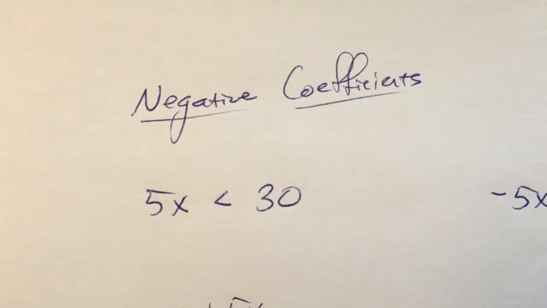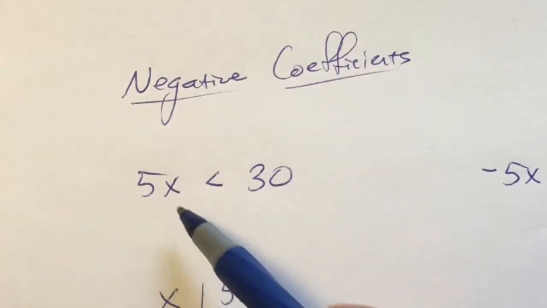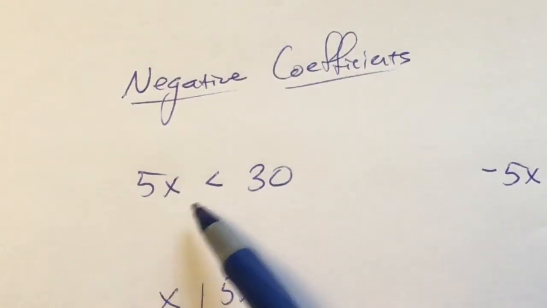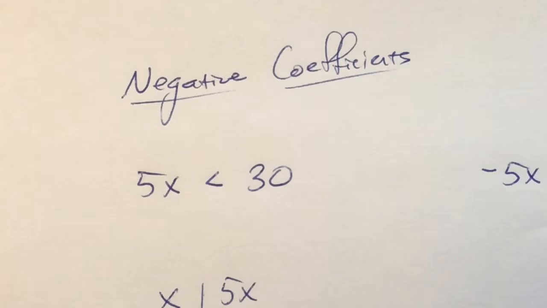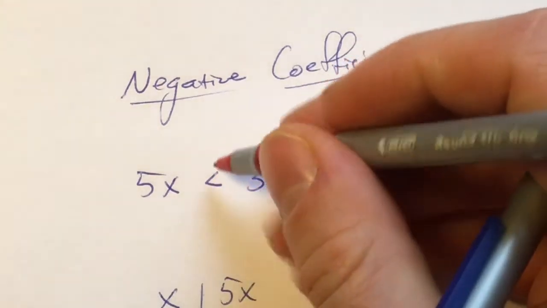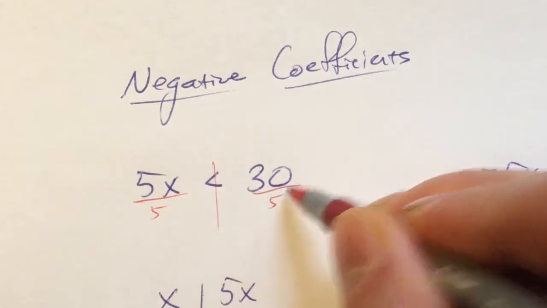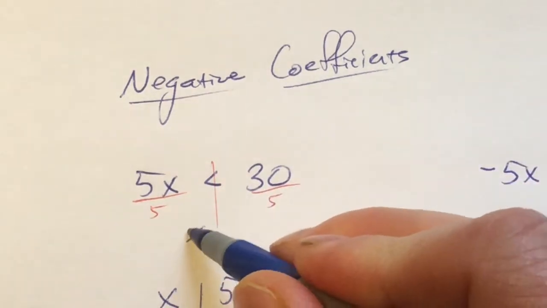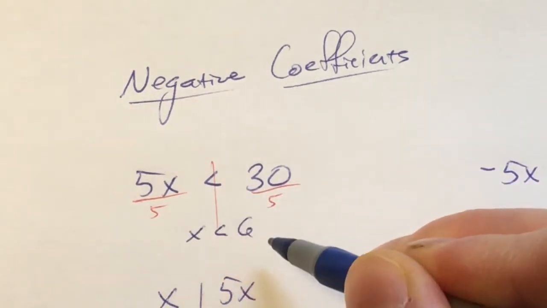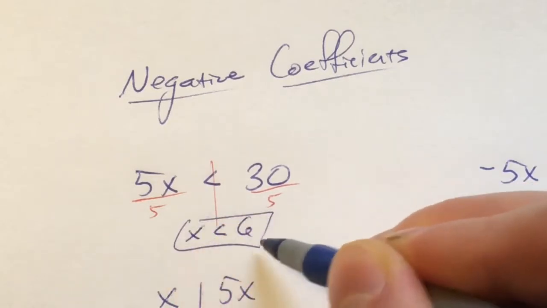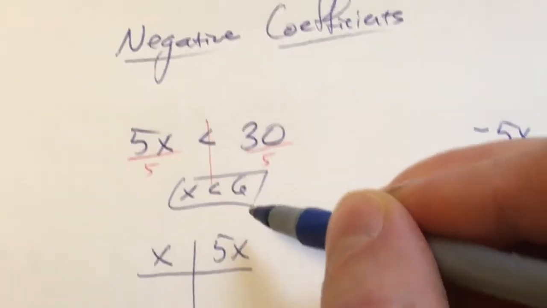Okay, negative coefficients. This is going to get a little tricky, so bear with me. 5x is less than 30. All right, so we solve that algebraically. Divide both sides by 5, and that means that x has to be less than 6. Okay, so let's take a look at that real quick.